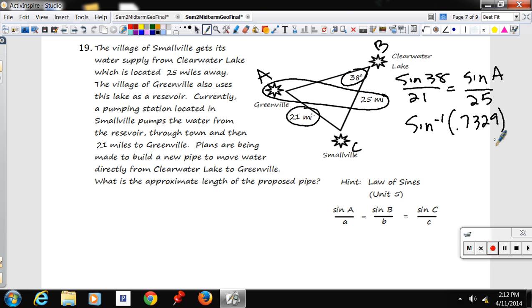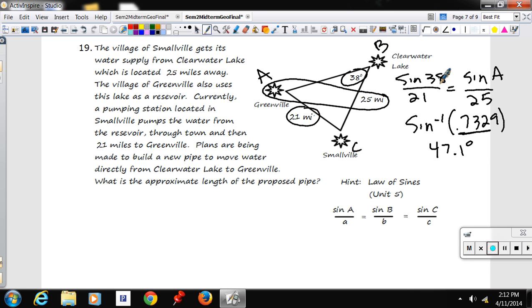And that comes out to be, I want to say 74.1 degrees. Does that sound right? Oh, 47.1, that's what it was. I cross multiplied and I got this decimal, and then I took the inverse sine and I got this angle.